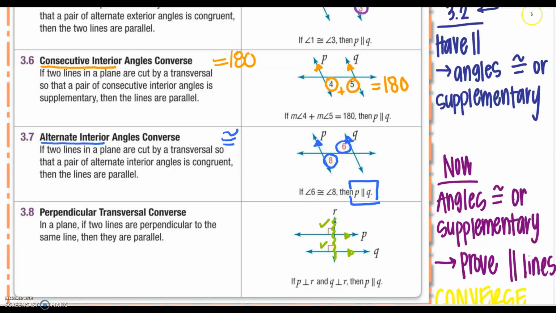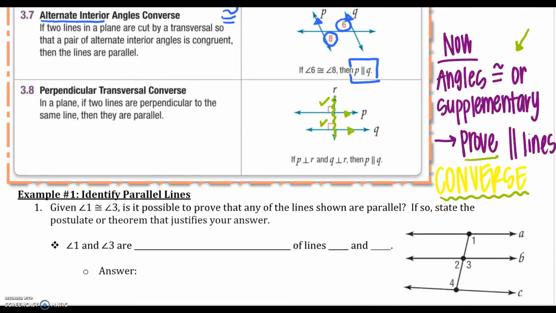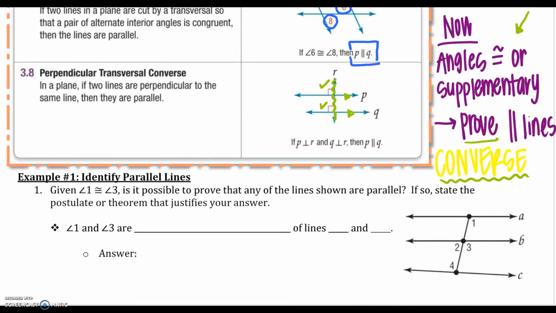So again, just as a refresher, for 3-2, we have parallel. If we have parallel lines, then the angles are congruent or supplementary, depending on the pair. Now, if our angles are congruent or supplementary, we're going to prove lines parallel. And we're going to use this fancy word converse in our answers. Angle pairs still stay in the same place, so none of that is new. Let's look at our first example.